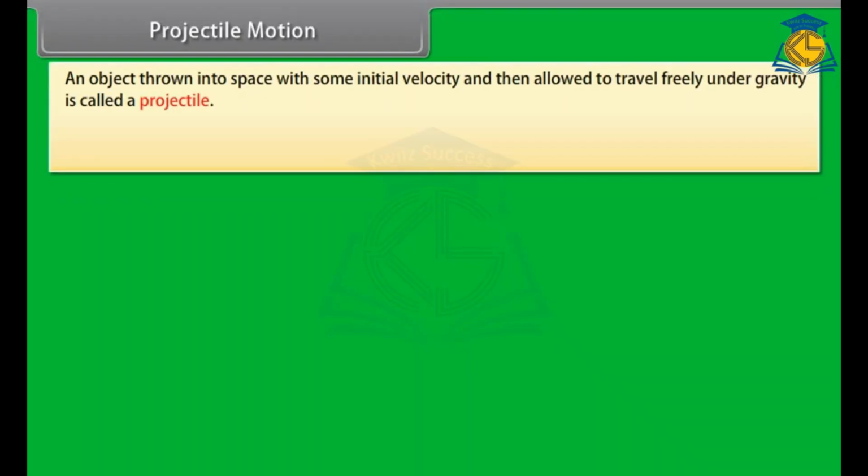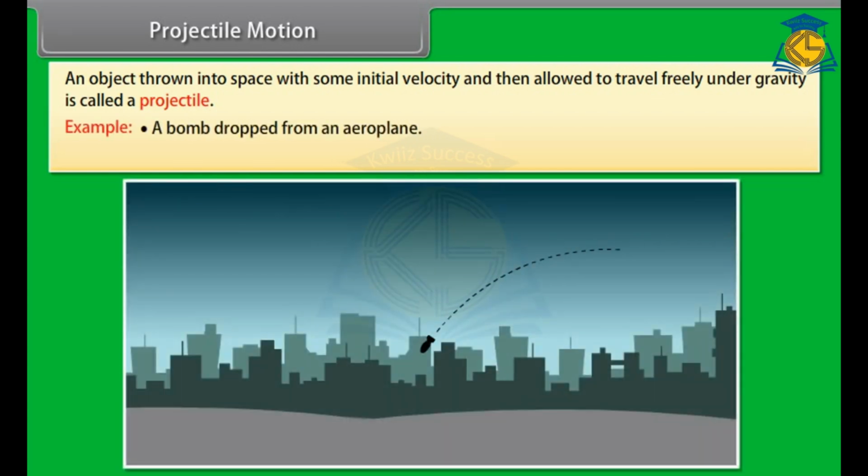Projectile motion. An object thrown into space with some initial velocity and then allowed to travel freely under gravity is called a projectile. For example, a bomb dropped from an aeroplane.